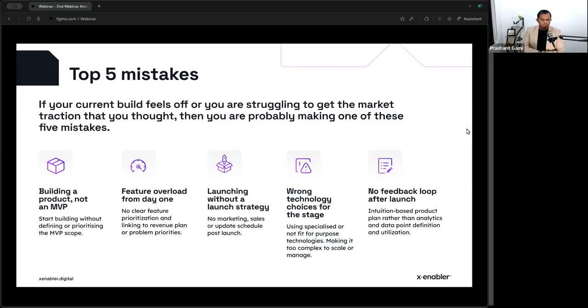One, building a product, not an MVP. MVP, minimum viable product. Now, the textbook definition of an MVP is the minimum set of features that your product needs to have before customers are willing to pay for it. What that means is that yes, if your product is built completely as you envisioned in the end version, great, obviously people will buy that. But do you need to build all of that before someone buys?